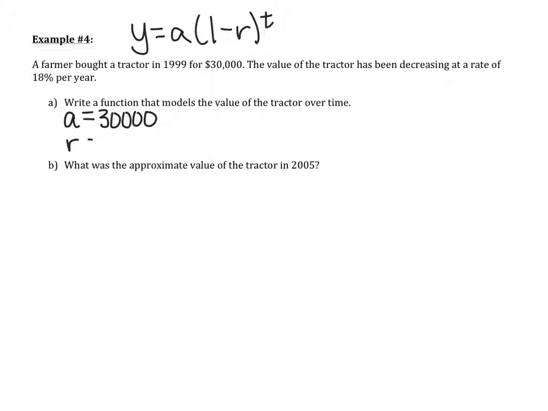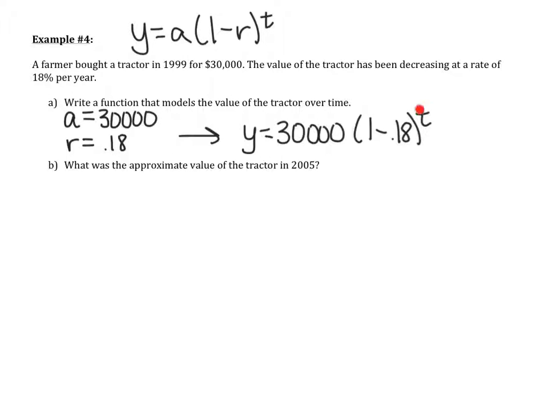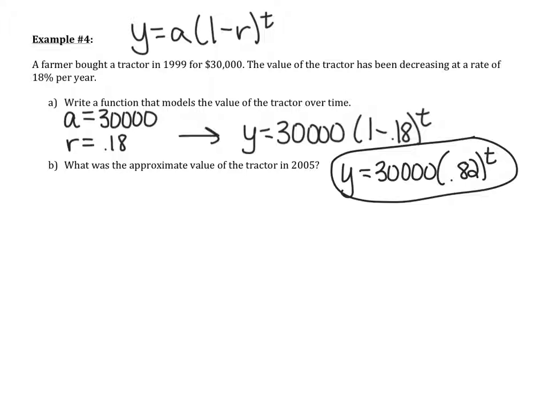Then we need the R value. It said 18% per year. So as a decimal, that would be 0.18. So our model would be y equals 30,000 times 1 minus 0.18 to the t power, because remember this is our variable. So the only thing that I would do is just simplify this. So I would end up with y equals 30,000 times 0.82 to the t power, and that would be my exponential decay equation.